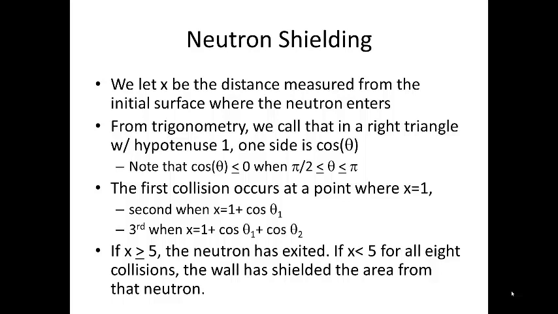The first collision occurs at the point where x equals 1. The second when x is equal to 1 plus cosine theta. The third when x is equal to 1 plus cosine theta 2. Now, if x is greater than or equal to 5, then the neutron got out successfully. If it's less than 5 for all 8 collisions, then the wall has shielded the area from that neutron.